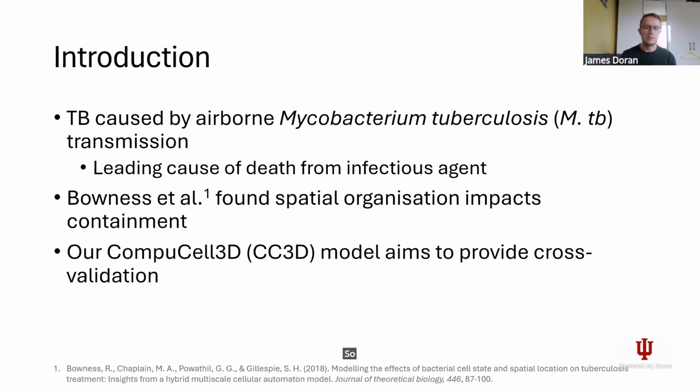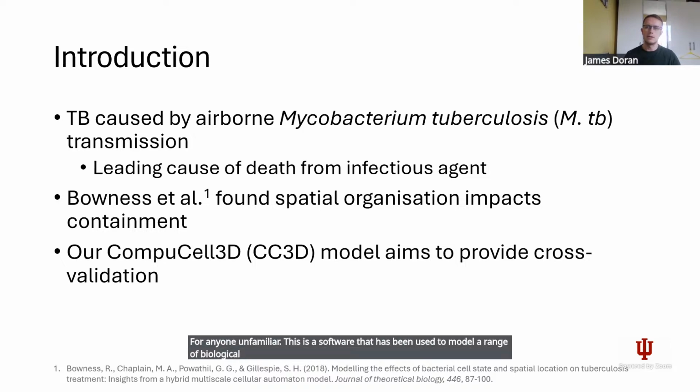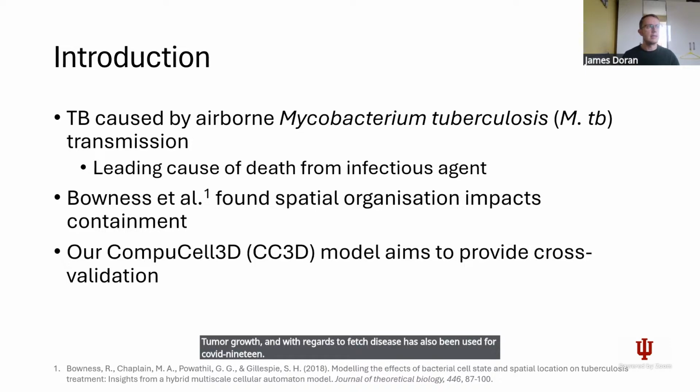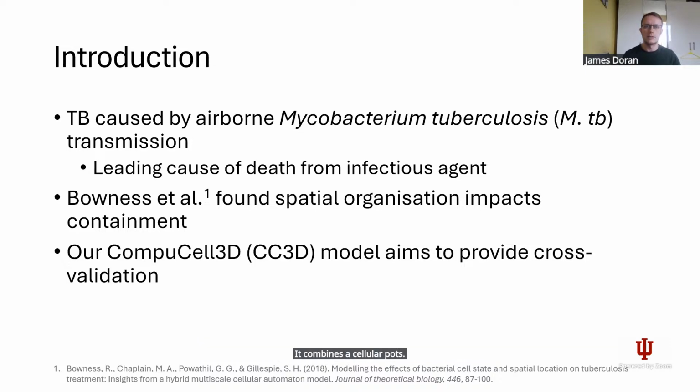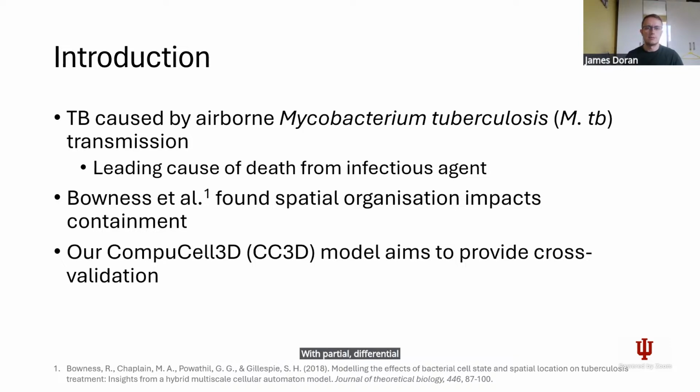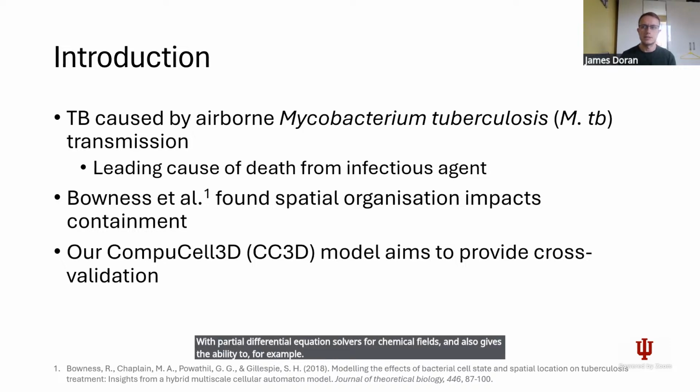So to try and provide some cross-validation for these results, we've developed a similar model using CompuCell 3D. For anyone unfamiliar, this is a software that has been used to model a range of biological cellular phenomena, including cell sorting, tumor growth, and with regards to infectious disease, has also been used for COVID-19. It combines a cellular Potts model, also commonly known as the Glazier-Graner-Hogeweg model, with partial differential equation solvers for chemical fields, and also gives the ability to, for example, add in intracellular processes as well.